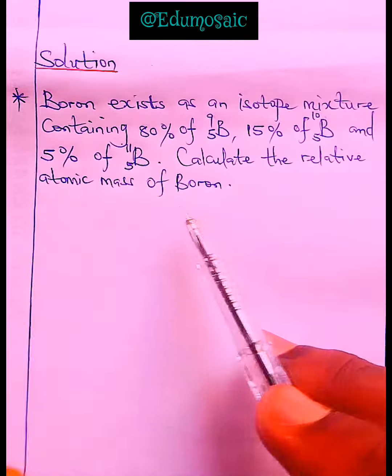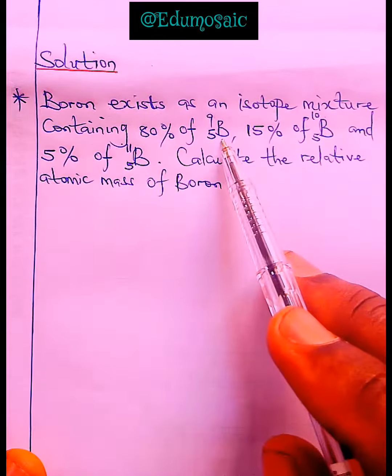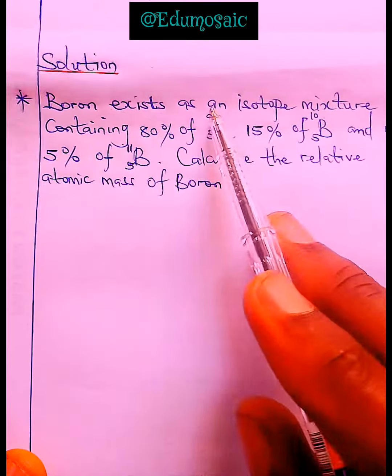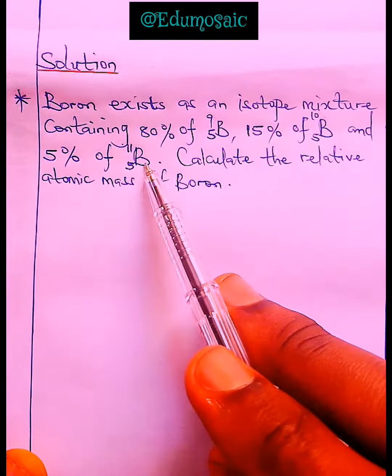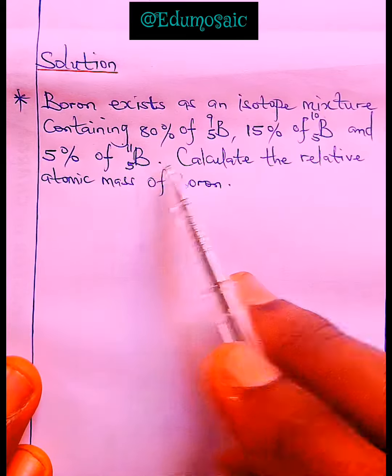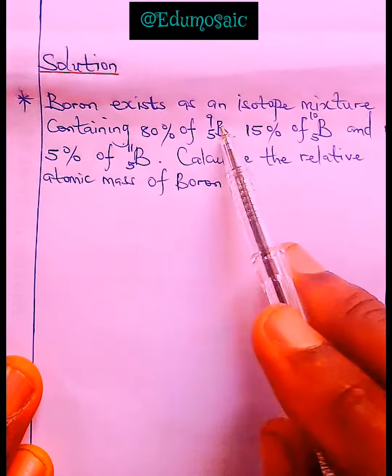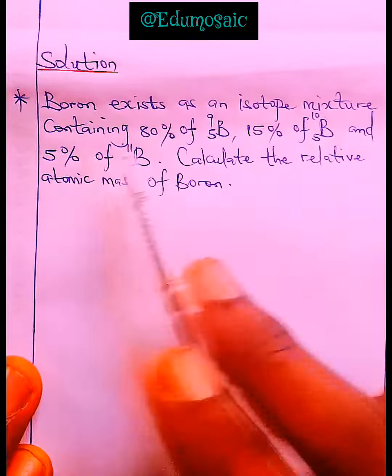So it's very simple. The first isotope given to us is boron 9, the second is boron 10, and the last is boron 11. So we're going to be solving each of them, getting 80% of this, 15% of this, and 5% of this.